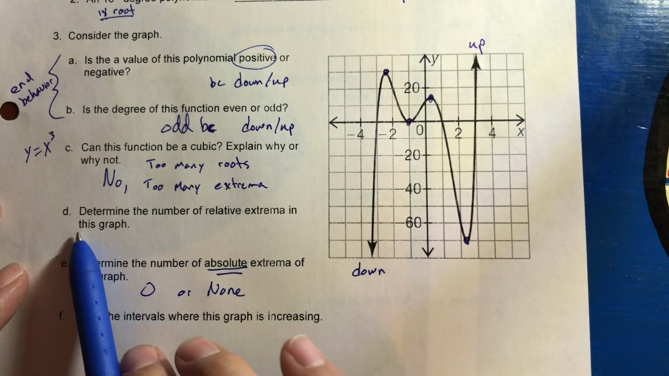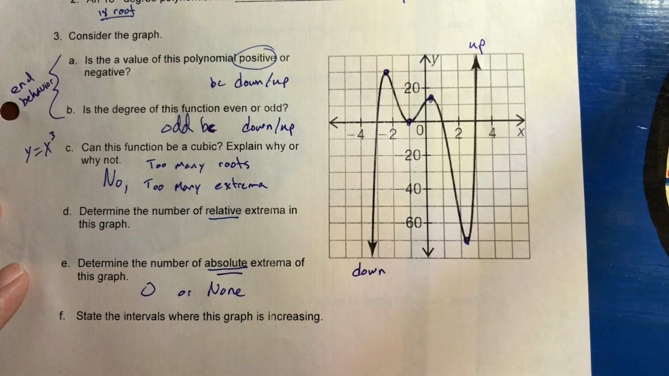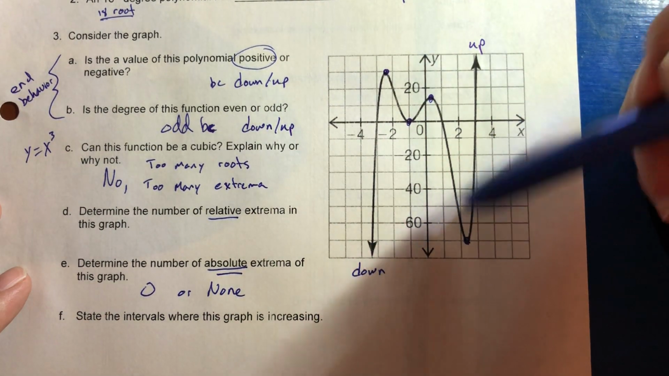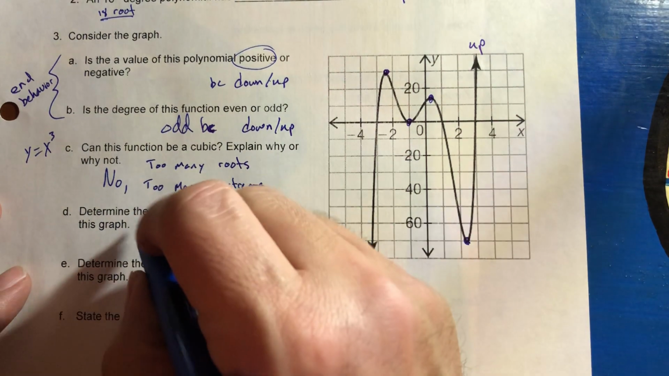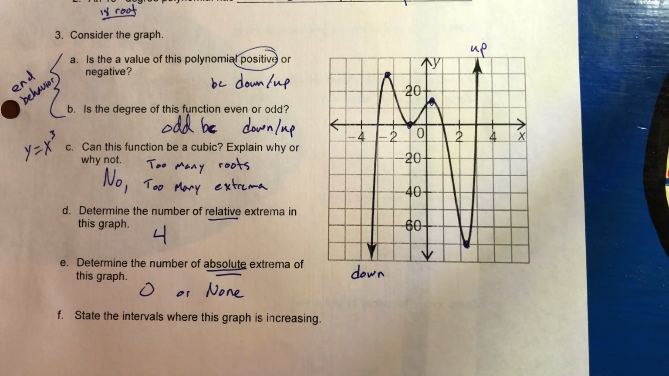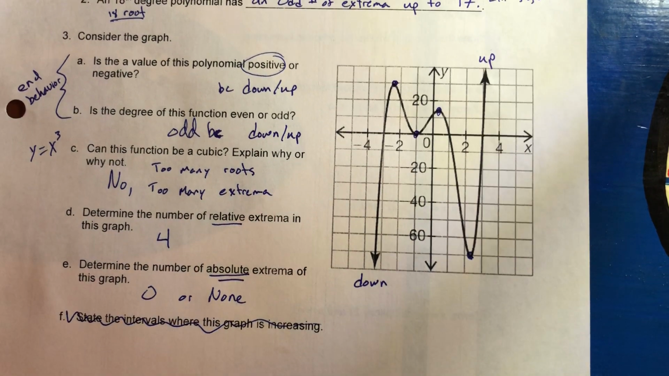Okay, so then that takes us back to D. It says give me the relative extrema, so that means that it is all these points. So then we have 1, 2, 3, 4. So we have 4 total relative extrema. Okay, and then F, we're not going to worry about F, so you can just kind of mark through that.